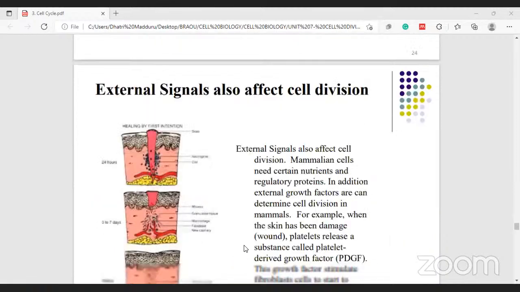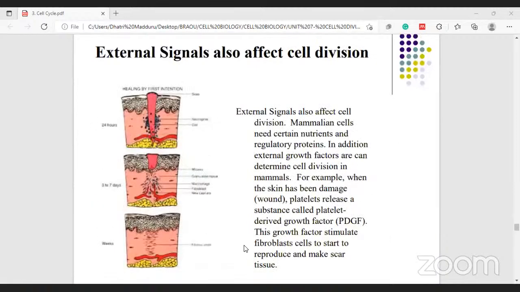So that means at every checkpoint, the checkpoints look for whether the process has taken place properly or not. If it happened properly, only then will the process go further. If it is not properly done, then the cell cycle will stop. Sometimes, very rarely, even if the cell is not dividing properly, it somehow skips the checkpoints, and that kind of cell will become a cancerous cell if there is any defect.